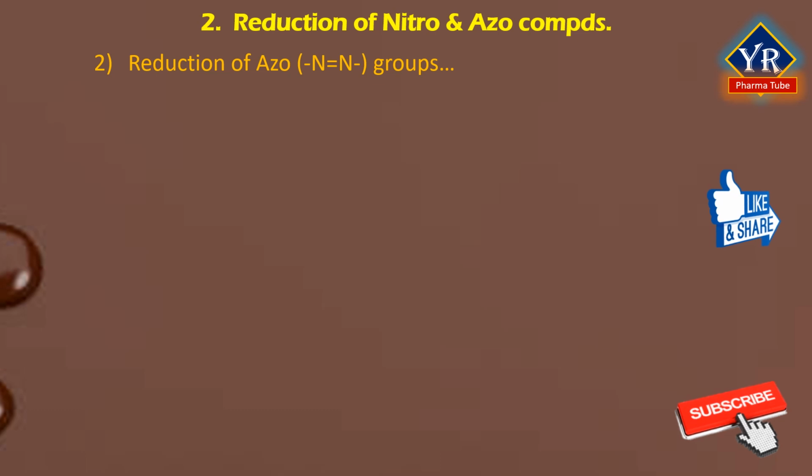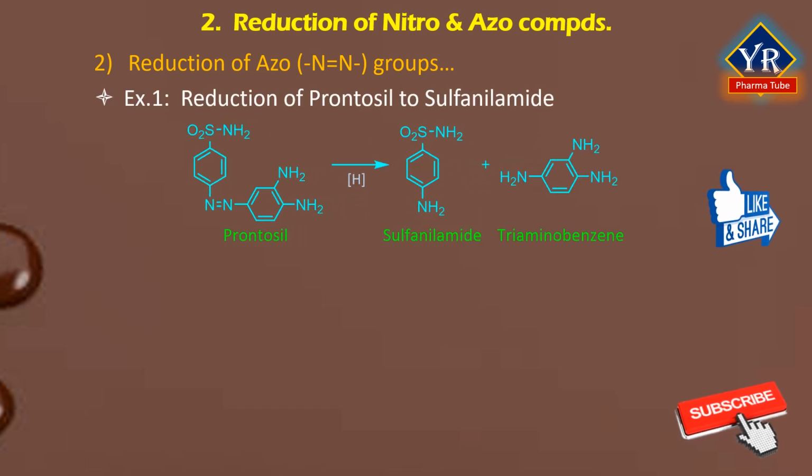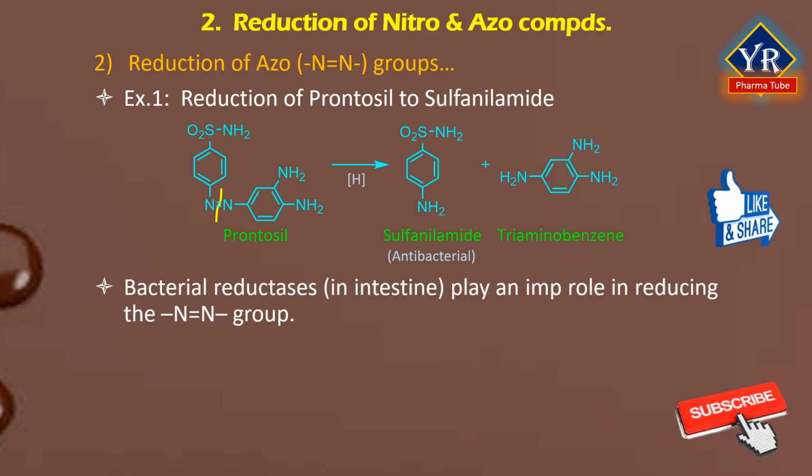The enzymatic reduction of azo compounds is best demonstrated by the conversion of prontosil to the active sulfanilamide metabolite in the liver. This reaction has historical significance for it led to the discovery of sulfanilamide as an antibacterial agent and eventually to the development of many of the therapeutic sulfonamide drugs. Bacterial reductases present in the intestine play a significant role in reducing azo drugs, particularly those that are absorbed poorly.